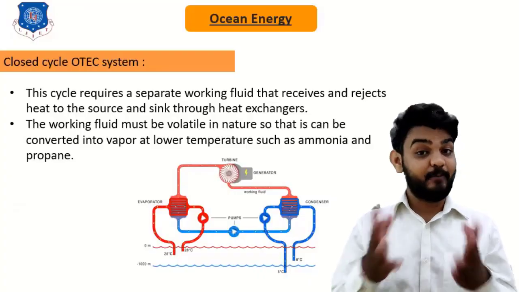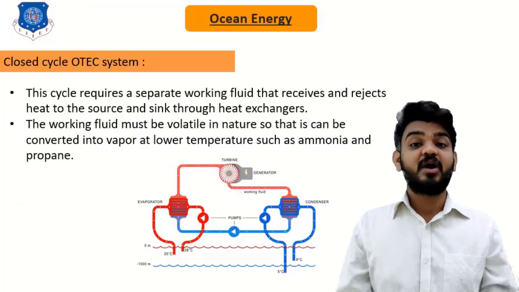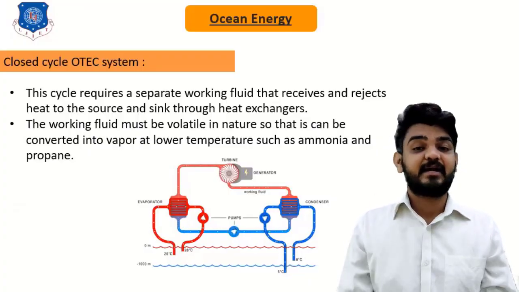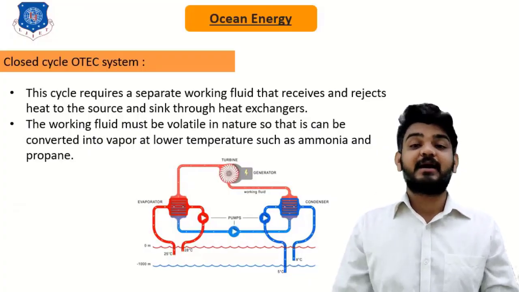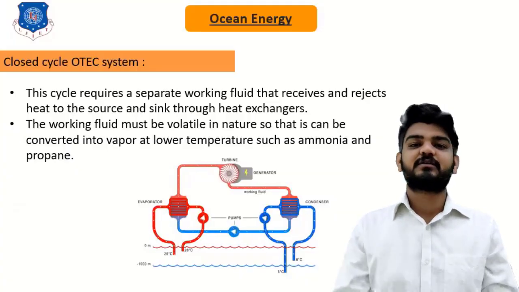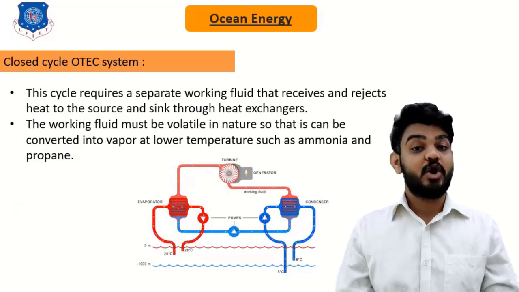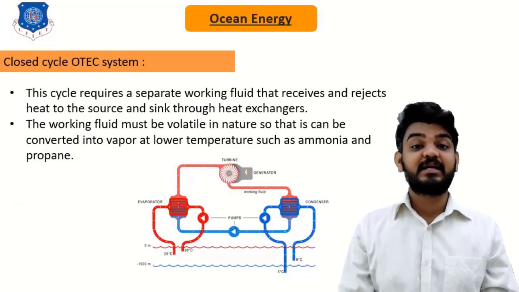Gases such as ammonia, propane, and sometimes freon are used for this application. They are easily converted from liquid to vapor and vapor to liquid. So, we utilize such volatile substances in this closed cycle OTEC system.